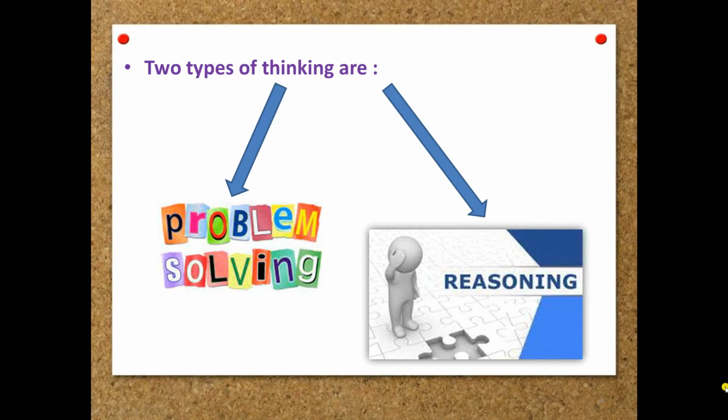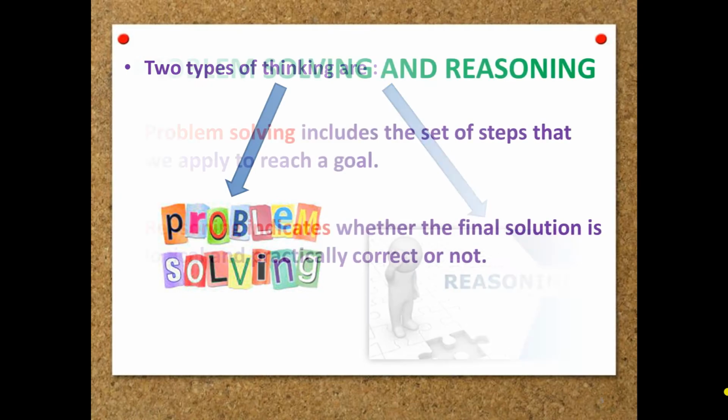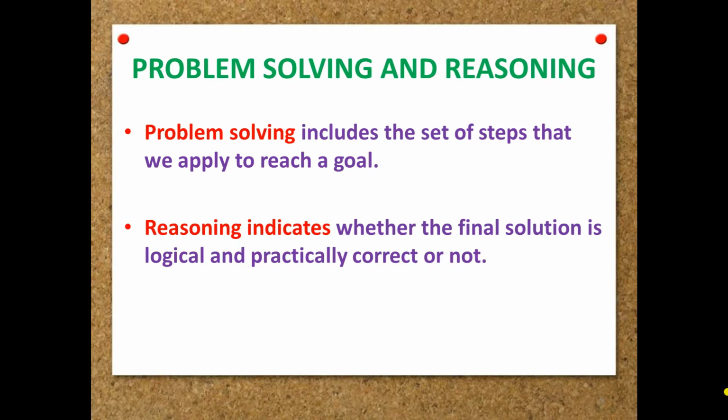Now there are two types of thinking, that is problem solving and reasoning. Now see what is problem solving and what is reasoning. Problem solving includes the set of steps that we apply to reach a goal, and reasoning indicates whether the final solution is logical and practically correct or not.